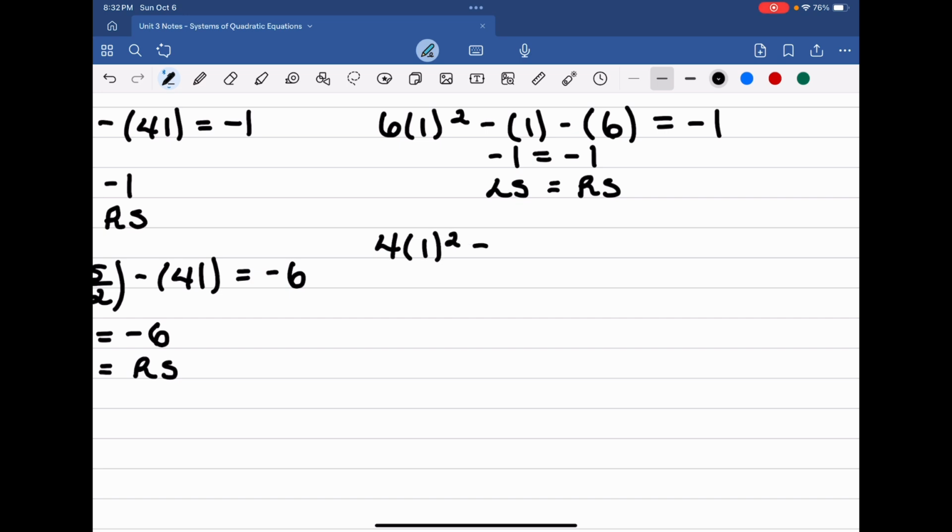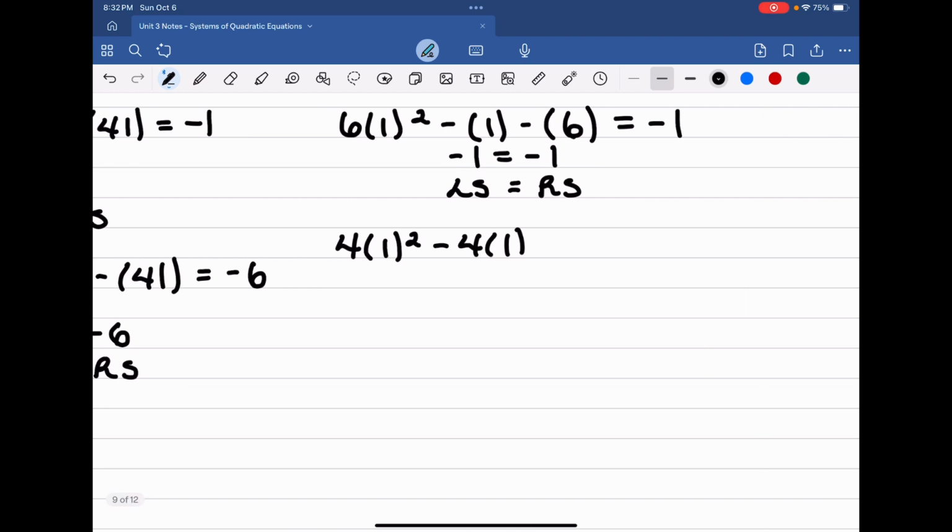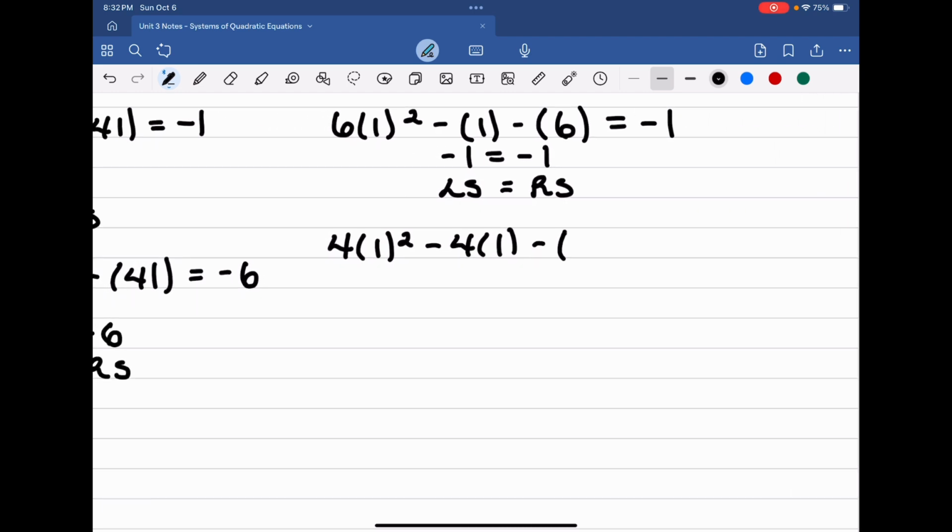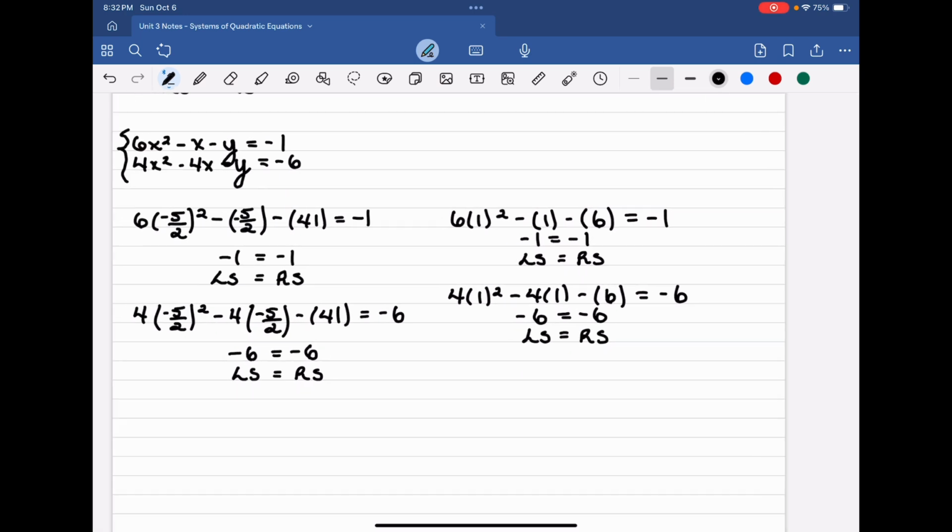Next equation, we go down to the one that is 4x squared. So 4 times 1 squared minus our 4 times 1, which is the x. Then from there, it was minus our y value, or minus 6, is equal to negative 6. 4 times 1 is just 4, 4 minus 4 is 0. Negative 6 equals negative 6 from both of these two. So therefore, the left-hand side equals the right-hand side.